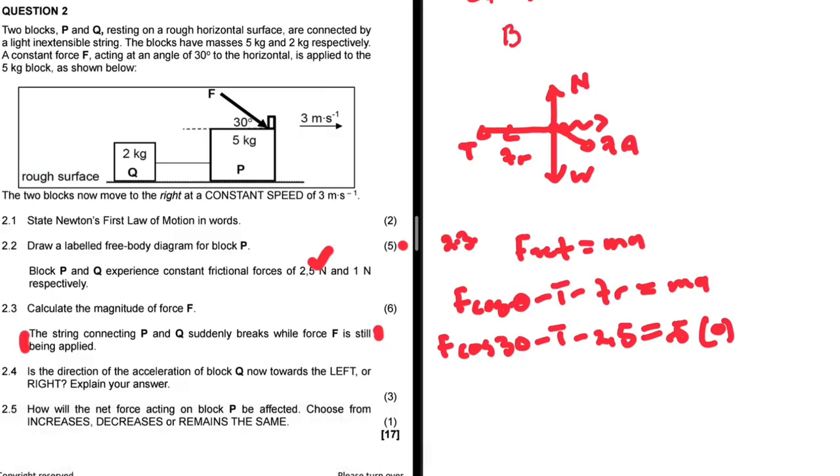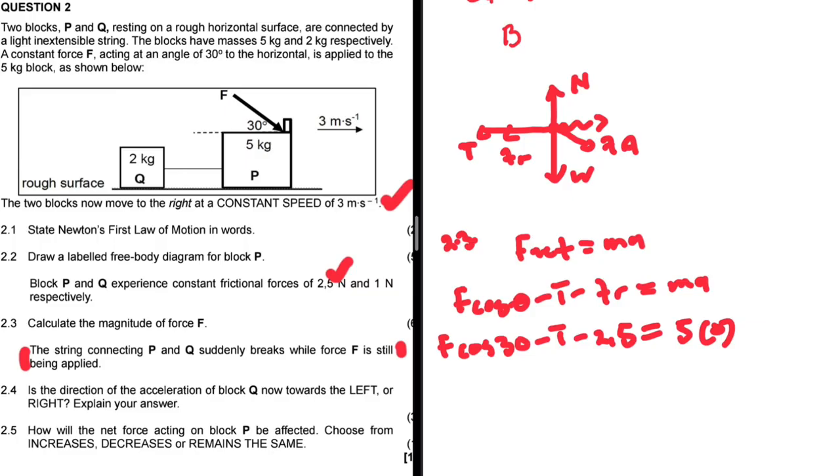The object is moving at a constant velocity of, not 5, but 3 meters per second. It is written here. So when an object is moving at a constant velocity, at a constant speed, irrespective of the actual magnitude, the acceleration is 0. So what is cos 30? That is 0.866. So we have 0.866 F minus the tension minus 2.5 equals 0.